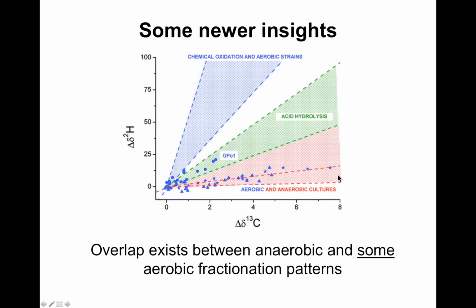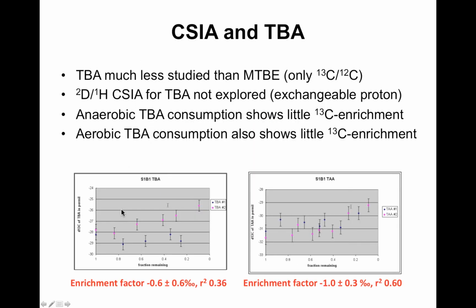This is some newer evidence that came from Monica Russell, dealing with the isotopic fractionation that occurs for a whole range of microorganisms. Again, this is for MTBE. There is the aerobic window. This is the acid hydrolysis window. And certainly what the paper that Monica put out in 2012 demonstrated is that some of the aerobic processes for MTBE oxidation have isotopic signatures, 2D isotope signatures, which are almost identical to what you see for anaerobic conditions.